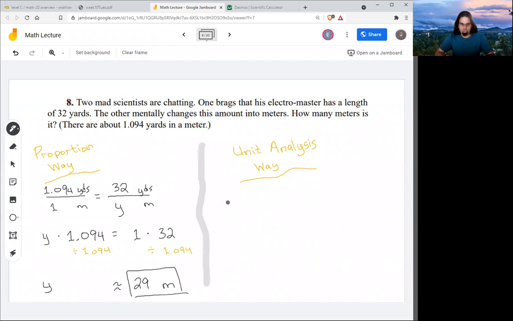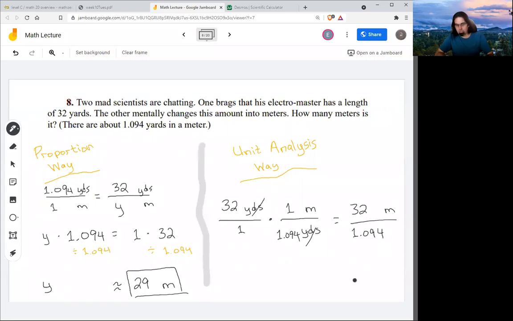The unit analysis way starts with what they give us, 32 yards. Is it a fraction? No, so we put it over 1. I want to get rid of yards, so I'll put the other yards on the bottom, so they'll cancel. And from yards, I can get to meters. 1 meter is 1.094 yards. The yards is gone, only meters is left on top. The yards is gone, nothing on the bottom. And that's going to give me the same thing.